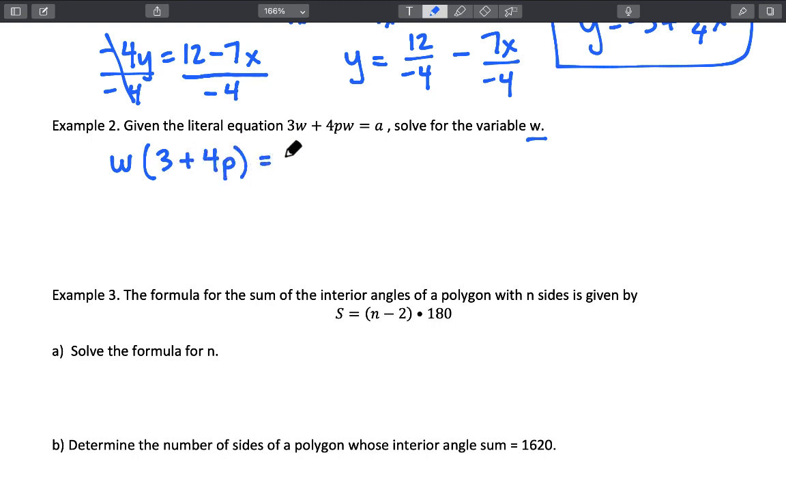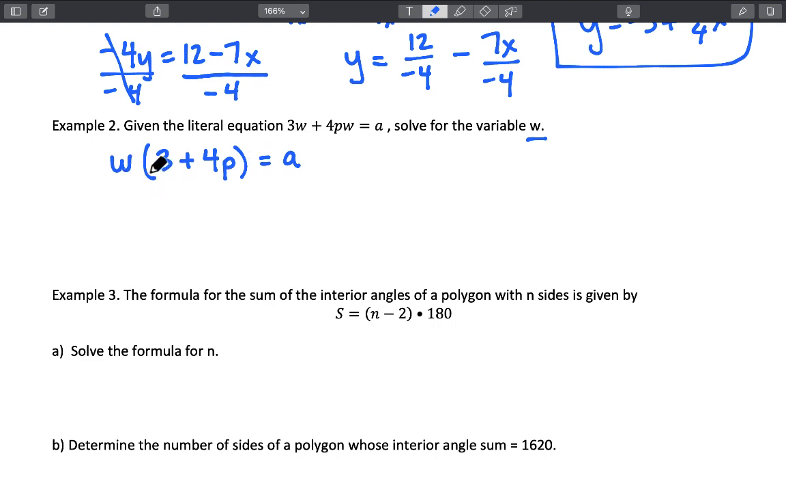All right, so check it out. This is what I mean. If we factor out, that means we divide it out of the two terms, 3w and 4pw, we'll be left with 3 plus 4p. And you can see that if we were to redistribute this w to both of those two terms, then we'd end up with what we started with.